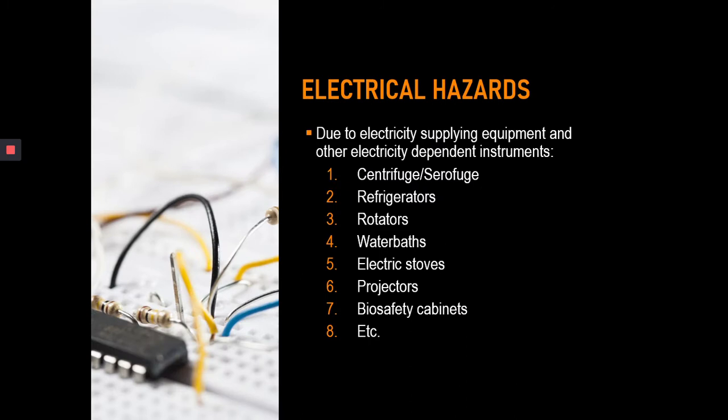Next, we have electrical hazard. This is also another kind of physical hazard. So due to electricity supplying equipment and other electricity-dependent instruments, remember that inside the laboratory, we have a lot of laboratory equipment such as centrifuges, refrigerators, rotators, water baths, electric stoves, projectors, biosafety cabinets, and etc. that require the supply of electricity to work. So let's just be careful when we handle these types of laboratory equipment.